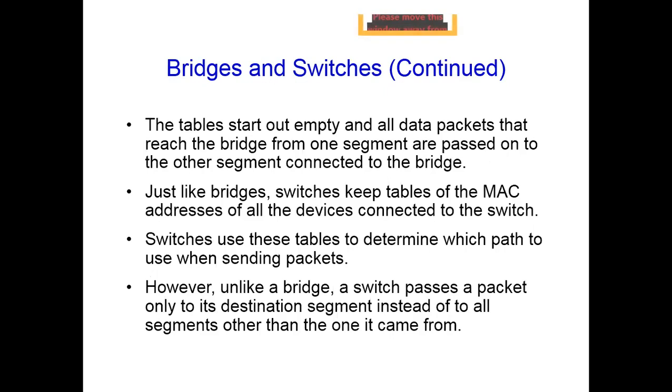The tables start out empty and all data packets that reach the bridge from one segment are passed on to the other segment connected to the bridge. Just like bridges, switches keep a table of the MAC addresses of all the devices connected to the switch. Switches use these tables to determine which path to use when sending packets. However, unlike a bridge, a switch passes a packet only to its destination segment instead of to all segments other than the one it came from.